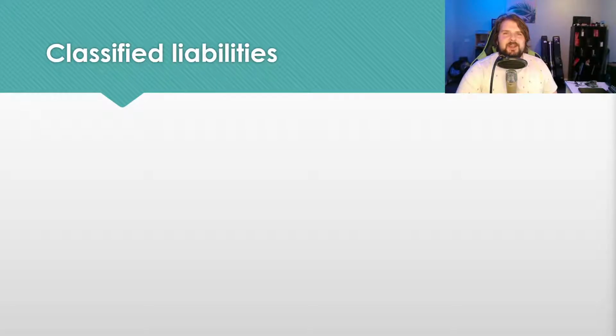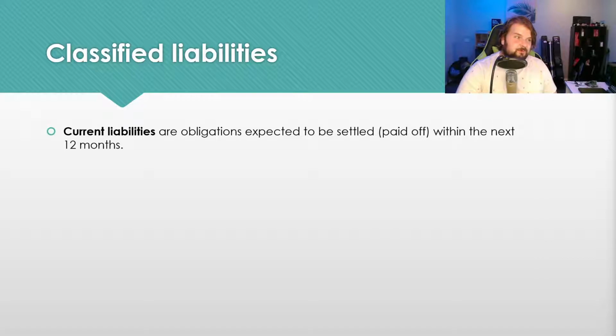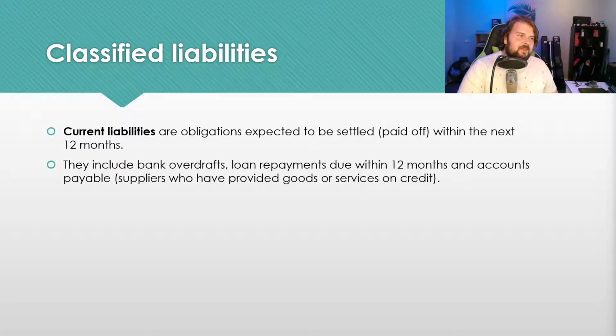Same thing when we're looking at current liabilities and non-current liabilities. We have current liabilities, or obligations that we expect to settle or pay off within the next 12 months. So these are things like overdrafts, loan repayments, and credit cards, all these sorts of things. Accounts payable. So the same way that we offer credit to some customers, some businesses will offer us credit. And in cases like that, we have an account payable. So all of these we would expect to settle within 12 months.